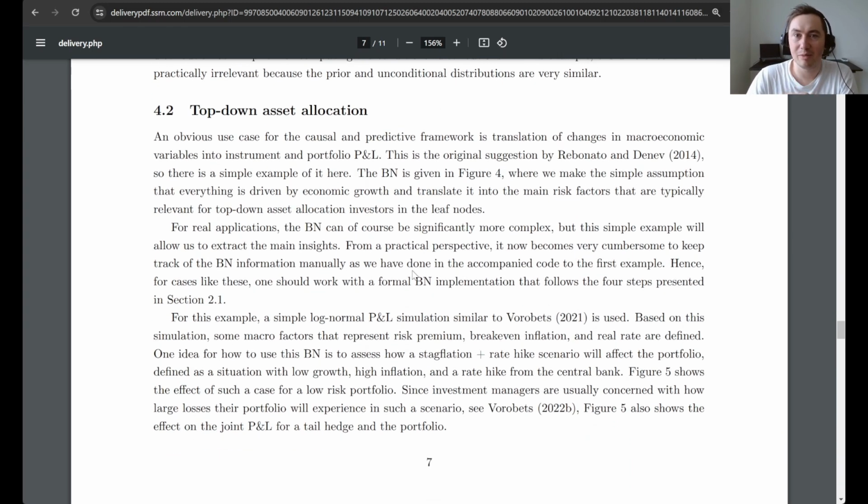Some of the other examples are related to top-down asset allocation. When I present something like this and talk with institutional investors, they are really excited about having the possibility to analyze their discussions in a quantitative way, and they tell me that this is exactly the thing that they want to do.